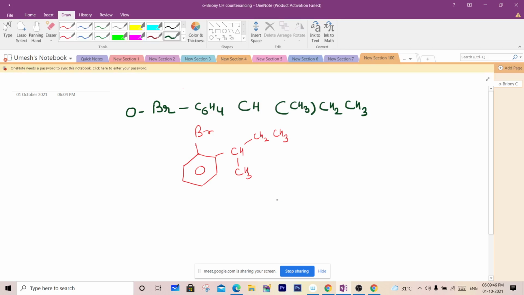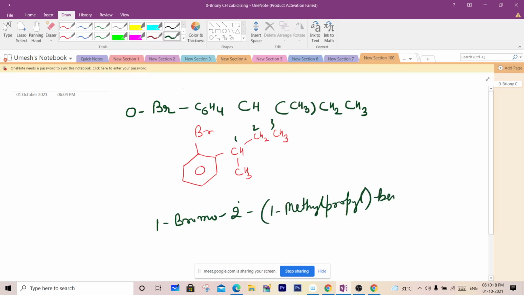Okay. Now name this compound. So one bromo, two, one dash methyl propyl benzene, sir. Okay. One bromo. This is the one, two, three. So on the two position you have one methyl propyl benzene. Good. Everybody okay now? Understood? Okay.